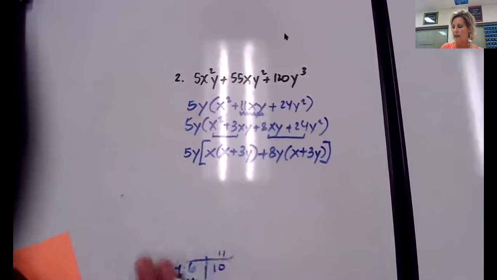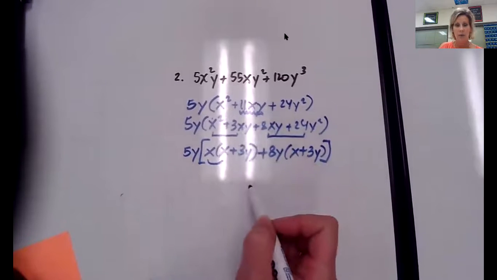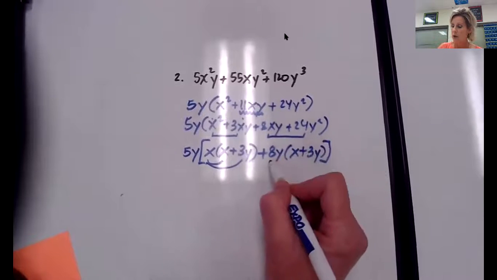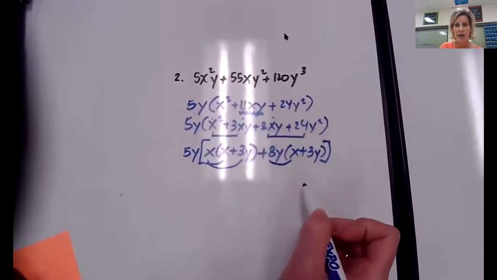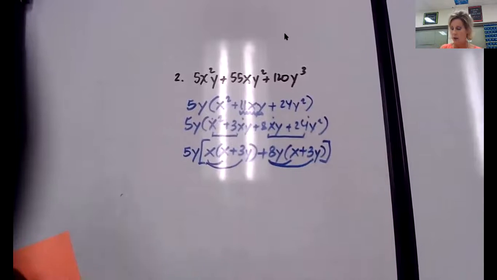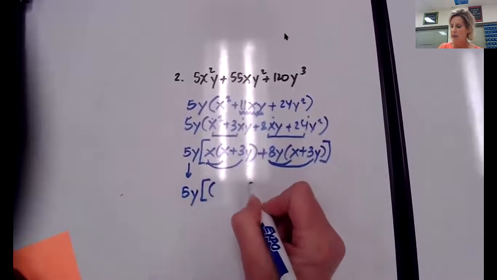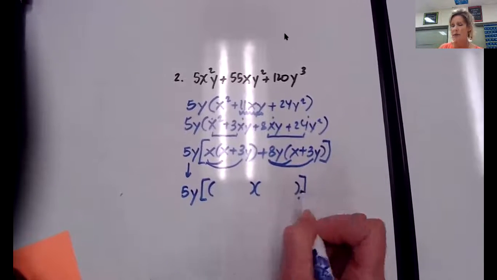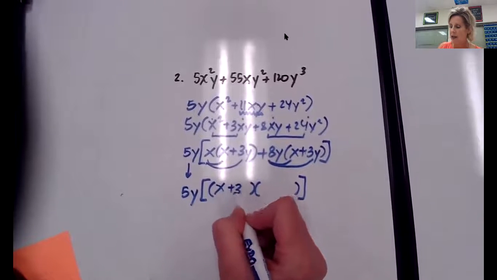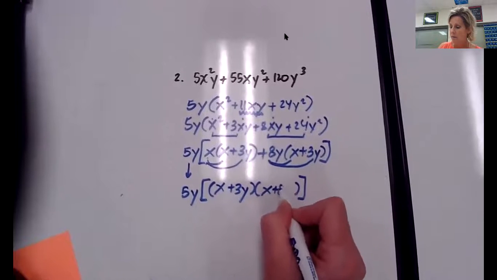Before I go to my next step, I'm going to double check. So this is x squared, check. Plus 3xy, check. Plus 8xy, check. Plus 24y squared, check. So I'm ready to say, okay, the 5y I've got to recopy. Now, what's inside the brackets I need to make as one set of parentheses times another. I see that x plus 3y is my GCF, and I see that x plus 8y contains my leftovers.